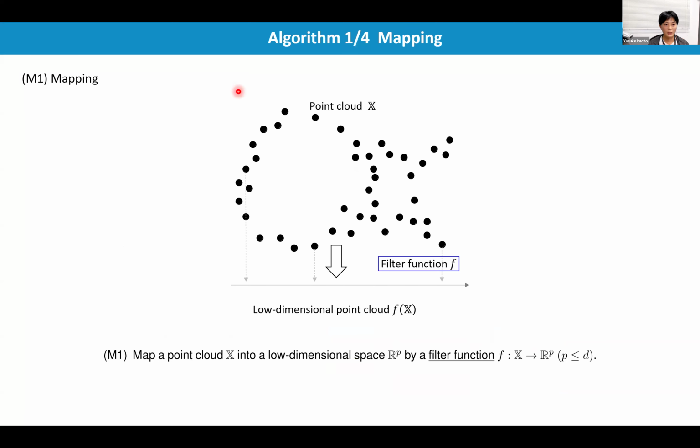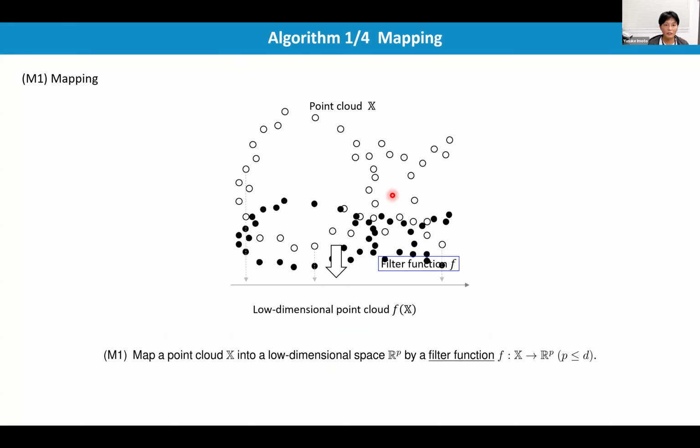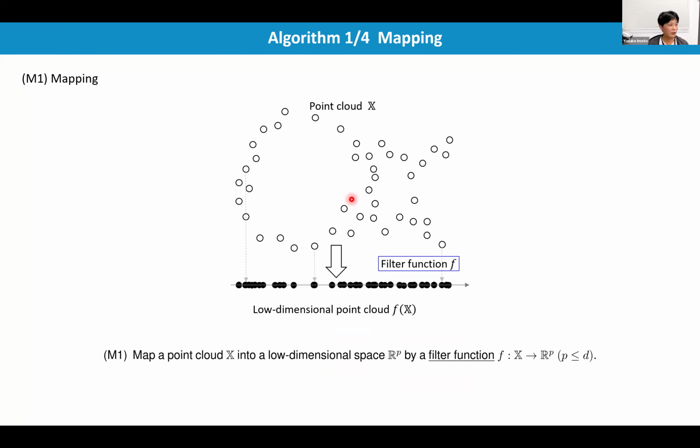The Mapper algorithm has four processes. First, we map the original data to a low-dimensional space. Let bold X be the point cloud in D-dimensional space. Then we map the point cloud X into the P-dimensional space by the filter function f. Here, the blue box means a parameter of Mapper. So we have a point cloud projected into the low-dimensional space.